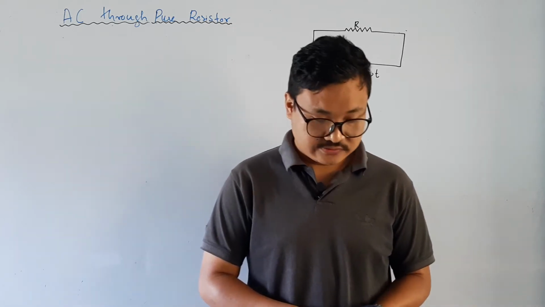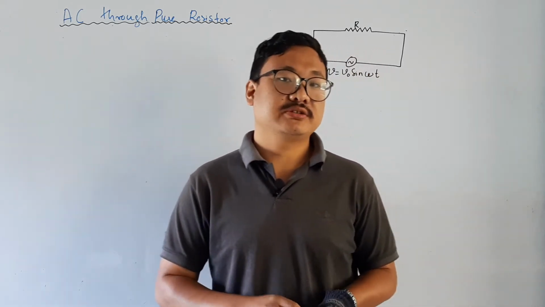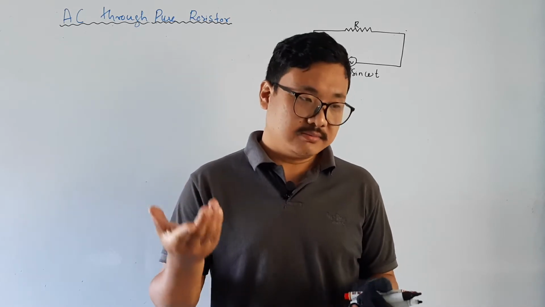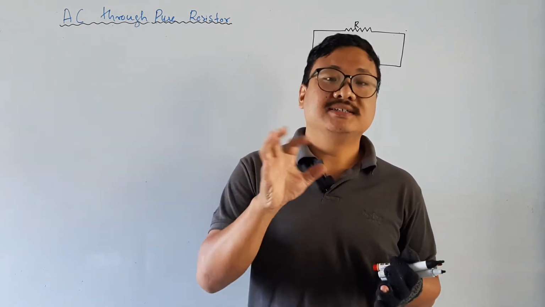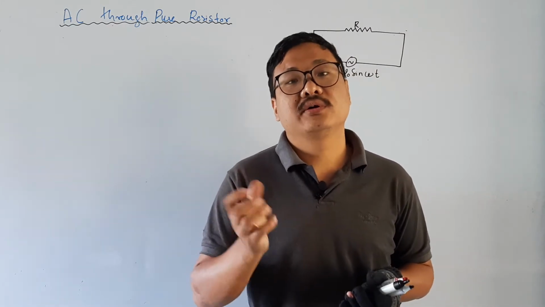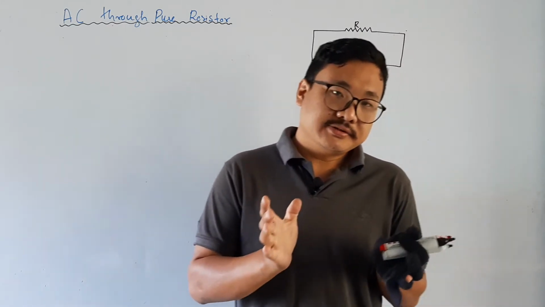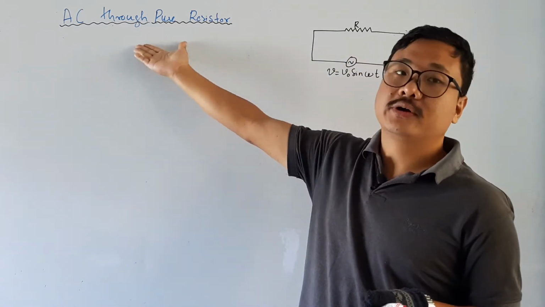Dear students, today we are going to study the next lesson of alternating current. We have completed the introductory part. Today, let us apply the alternating voltage to a pure resistor. So today's topic is AC through pure resistor.